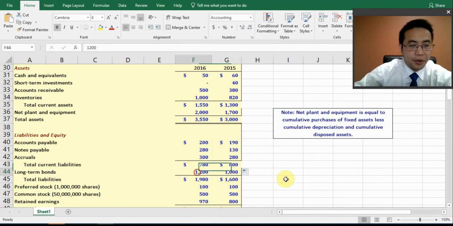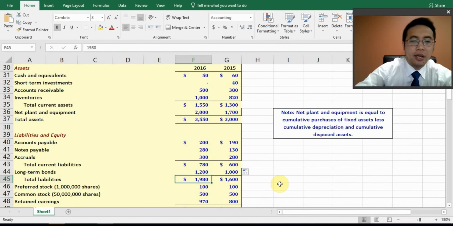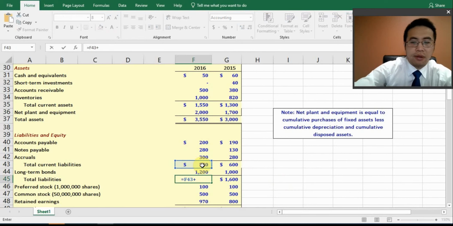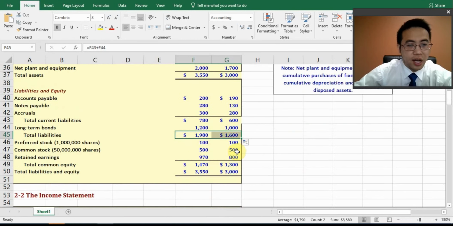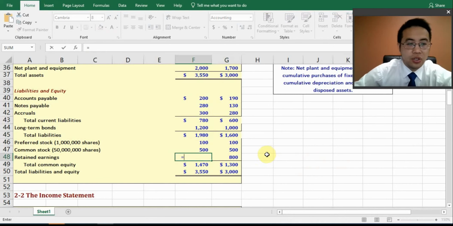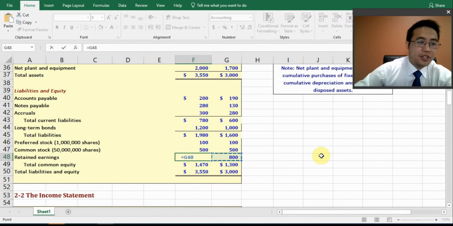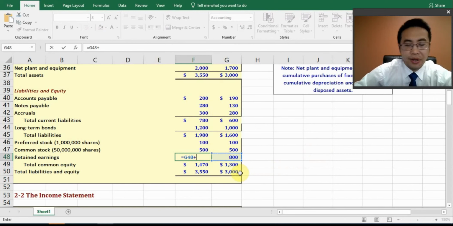And then we have the long-term bonds. We don't have much information about it, so just leave it as a number. For total liabilities, it is the total current liabilities plus the long-term bonds, and then just move to the right. And you also see the preferred stock shares in a dollar figure and common stock shares in a dollar figure, and we don't have information, so we just leave them as is. And for retained earnings of 2016, the newer year, it should equal the old retained earnings plus the net income minus dividends.